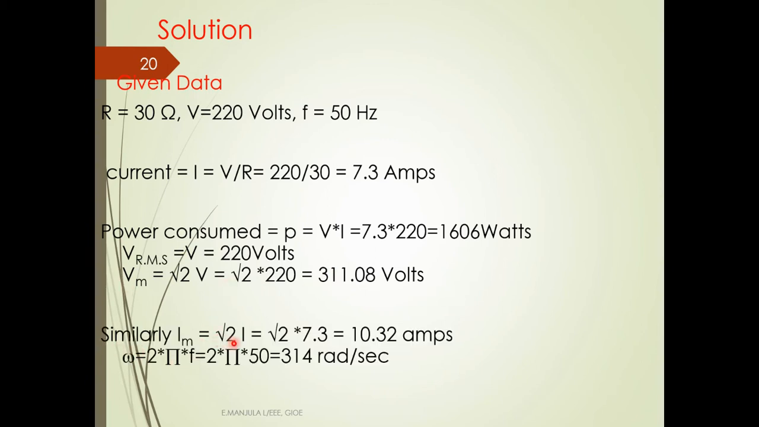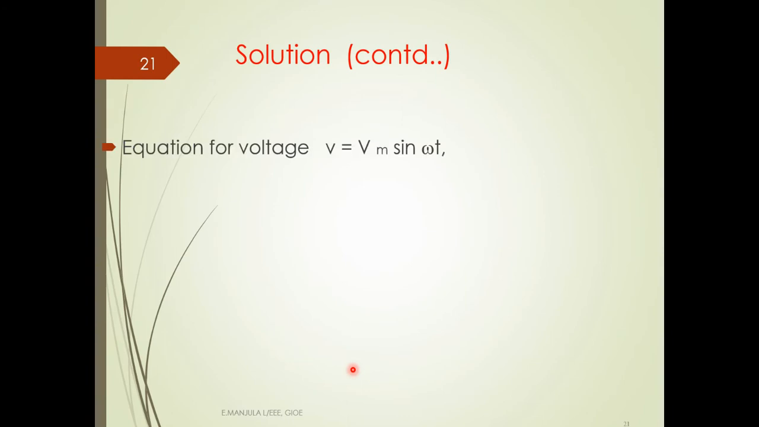Similarly, I maximum is equal to root 2 into I. Here I is 7.3, which is an RMS value. So root 2 into the RMS value will give you the maximum value, that is 10.32 amperes. Omega is equal to 2 into pi into f, which is 2 into pi into 50, which is equal to 314 radians per second.